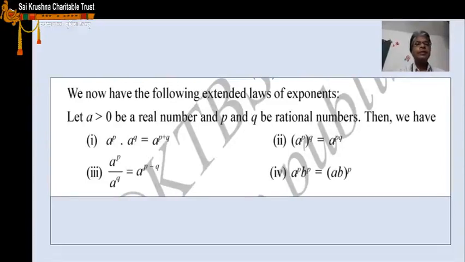Now we are extending the exponents to irrational numbers. Let a greater than 0 be a real number, and p and q are rational numbers. Then we have a^p times a^q equals a^(p+q). That is the m, n rule we saw: a^m times a^n is a^(m+n). That is nothing but p plus q.